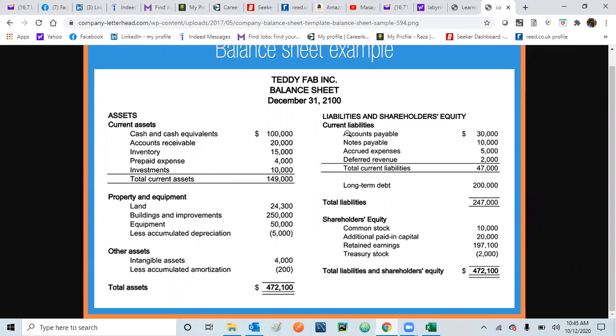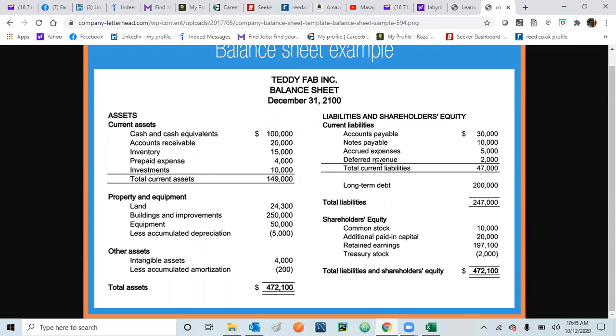Maybe you have taken a loan from someone, which is like accounts payable or notes payable, or you have some payments to be made, you have to pay some expenses, or you have some deferred revenue. All of these things are part of current liabilities. So current liabilities are the ones which you need to pay within 1 year.